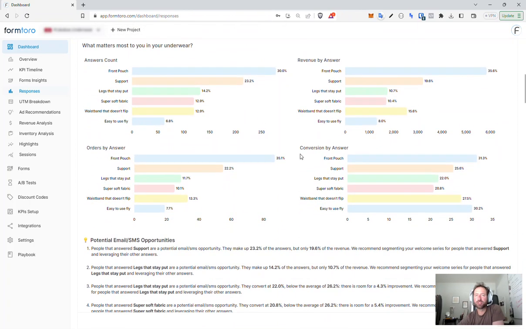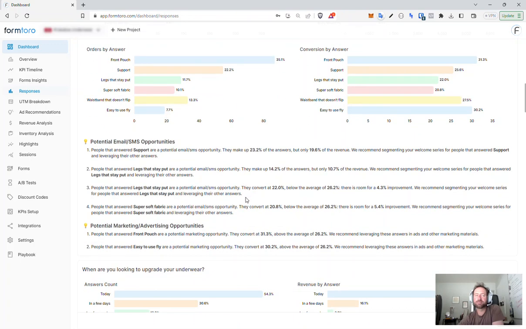What matters most to you in your underwear, for instance, we can see a breakdown here of what things matter to people and in what orders, and then do they correspond with conversion rates of those as well? What are the conversion rates for these things? What answers are driving what degree of revenue? How many orders are coming in? And is there a deviation from what we see? So, for instance, waistband that doesn't flip is on the lower side in terms of answers, but it converts higher, which brings us to this.